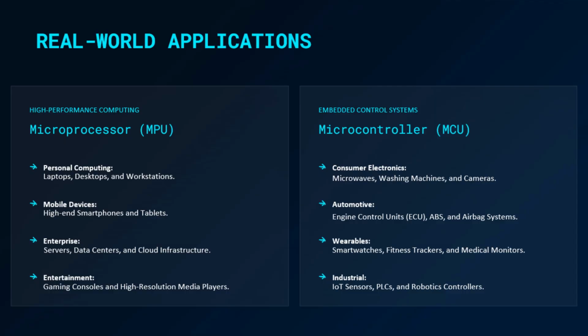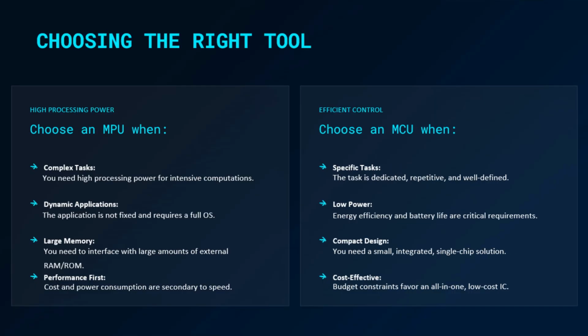Now let us look at real-world applications. Microprocessors are widely used in general-purpose computing devices like desktops, laptops, servers, and smartphones, where high processing power and large memory are required. Microcontrollers are widely used in embedded systems such as washing machines, microwave ovens, air conditioners, engine control units in vehicles, smart meters, wearable devices, sensor nodes, and industrial automation systems. In modern electronics, microcontrollers form the core of most embedded and IoT devices.